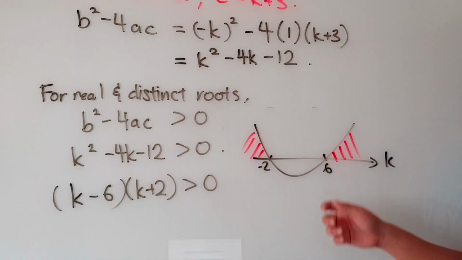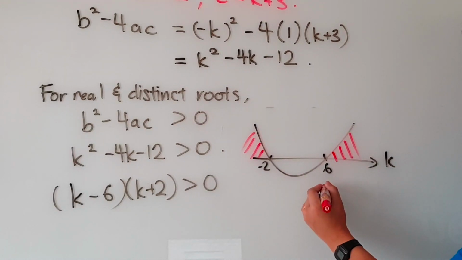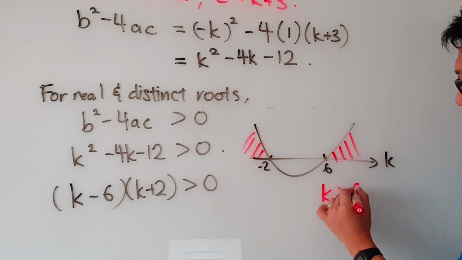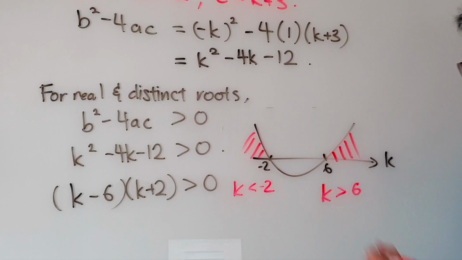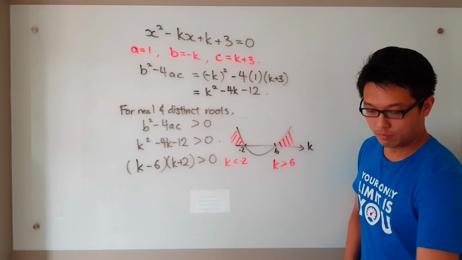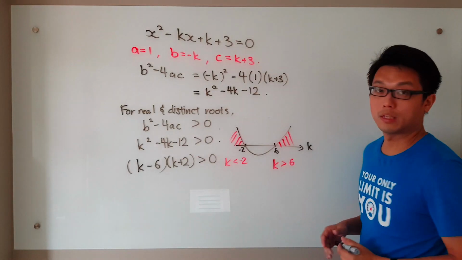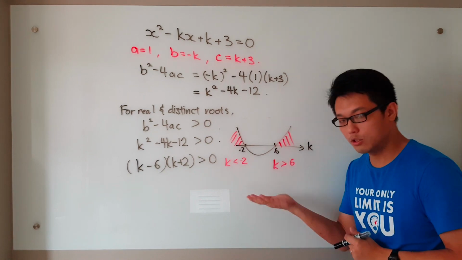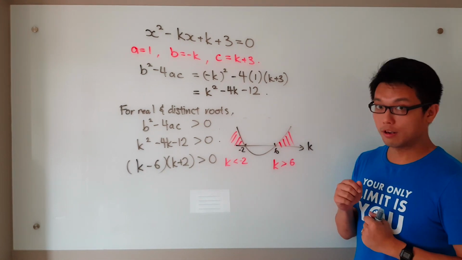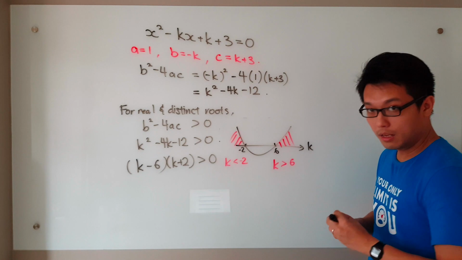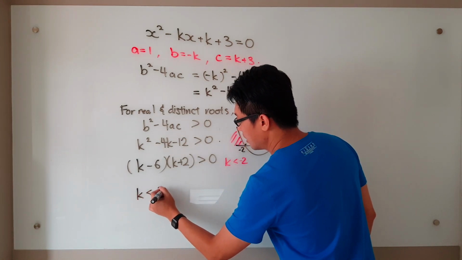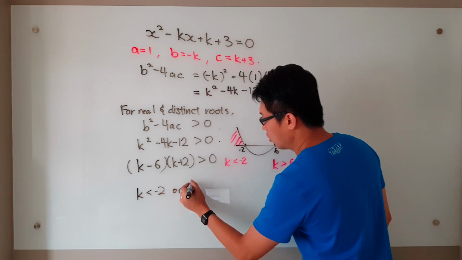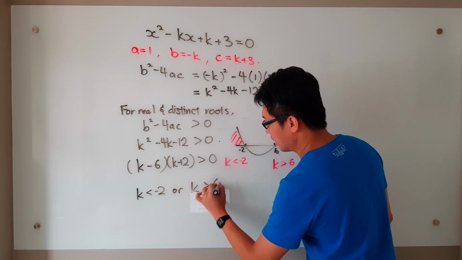So what are these ranges of values of k? Here will be k greater than 6, and here will be k less than negative 2. So now that we've gotten this, with many thanks to our quick sketch of the quadratic graph, we therefore have the answer: k less than -2 or k greater than 6.